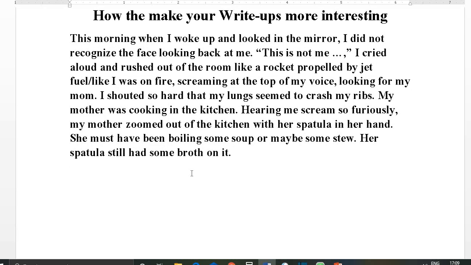She came out with a spatula in her hand, and then it seemed that she was maybe boiling a soup, or maybe some stew, and a spatula still has some broth on it. So you can see a woman busy in her kitchen, running out to help her son.